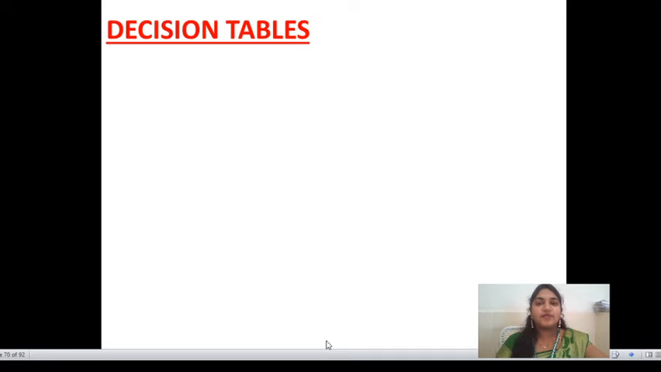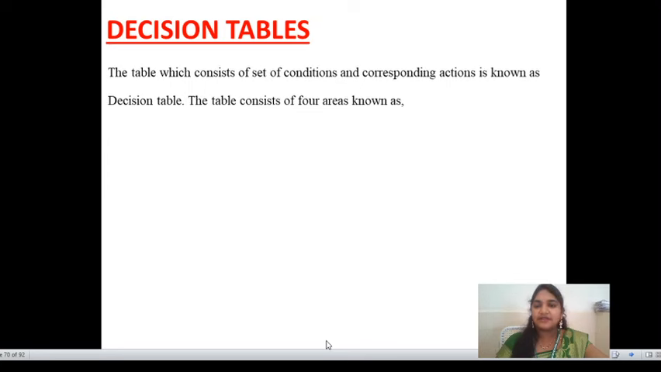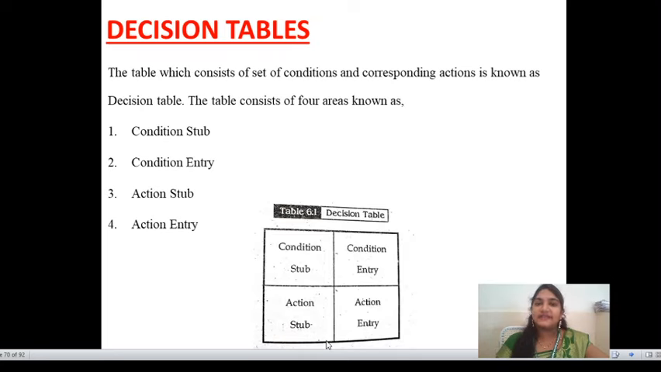Next we will discuss the decision table. What is this table? The name itself tells that the decision table consists of all the decisions, all the predicates. Predicate means condition, which is nothing but decision. The table which consists of a set of conditions and corresponding actions is known as a decision table. Every condition needs some action, like yes means some action, no means some other action will be performed. This table consists of four areas: condition stub, condition entry, action stub and action entry.